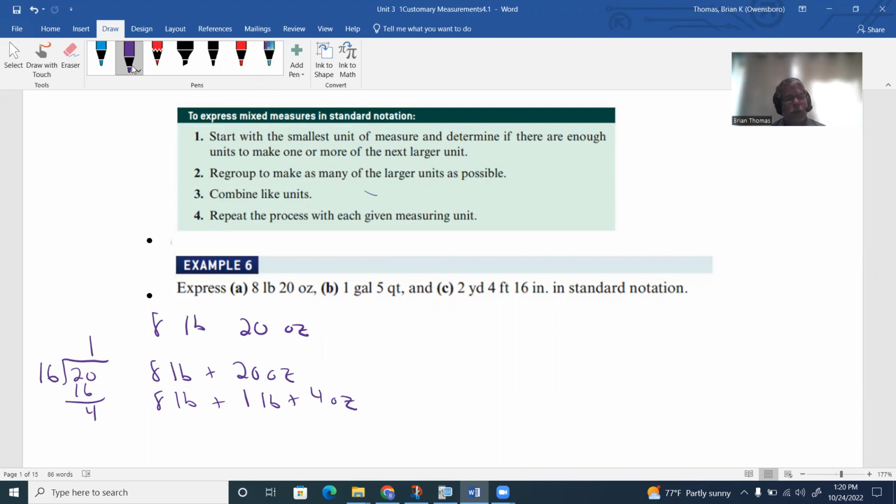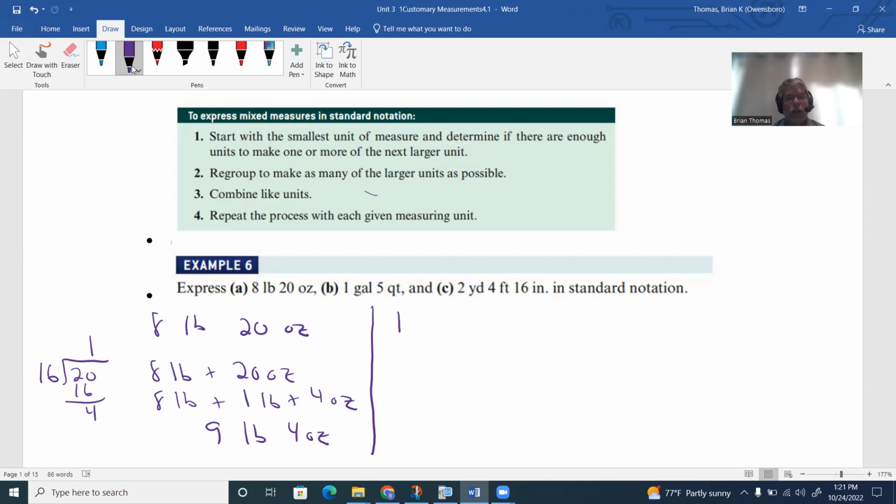So what happens is the like units can be put together. This becomes then 9 pounds, and then this 4 ounces. And that's how we can just drop the plus sign in standard notation. So it means 9 pounds plus 4 ounces. And again, the next thing for pounds would be tons. Well, I would have to have 2,000 pounds to make a ton. Well, we don't have enough of that. So the 9 pounds has to stay as is. So it becomes then 9 pounds and 4 ounces. That would be what's called standard notation.